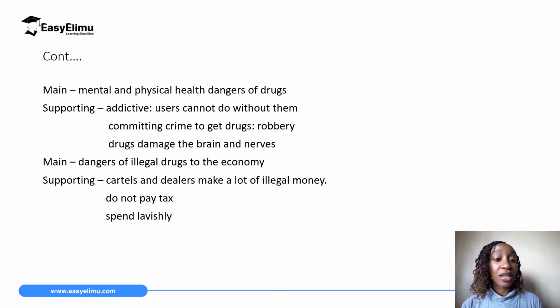And then you can see the main point there is mental and physical health dangers of drugs, and the supporting points for that are addiction, users cannot do without them, committing crime to get drugs, robbery that is, drugs damage the brain and the nerves. You can see another main point is dangers of illegal drugs to the economy, and that will be supported by cartels and dealers make a lot of illegal money. Do not pay tax, spend lavishly.